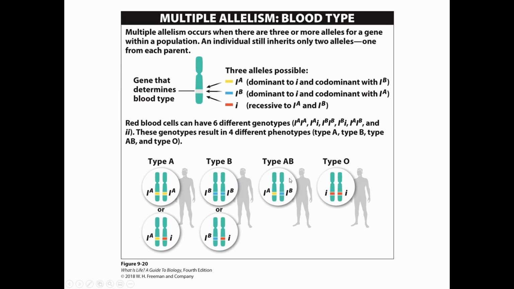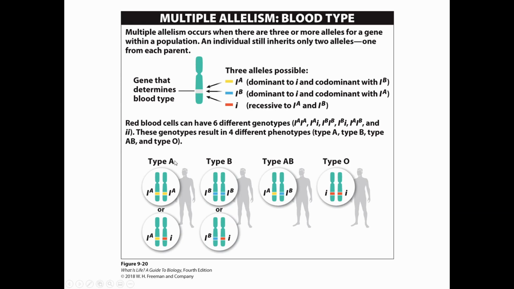And type AB blood is not a blend or a different blood type from A or B, it's a combination of both. This individual will express both A antigens and B antigens on their blood cells, rather than some new in-between antigen. We also see that with 3 alleles, there are 6 different possible genotypes: homozygous IA, IA little i, homozygous IB, IB little i, IAIB, and ii. This is how we get the 4 different phenotypes: type A, type B, type AB, and type O.